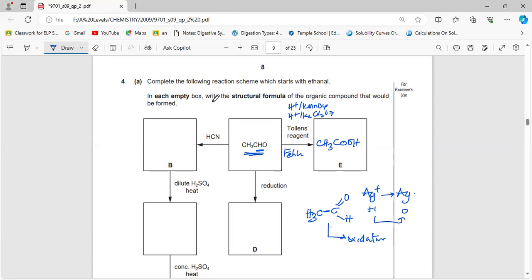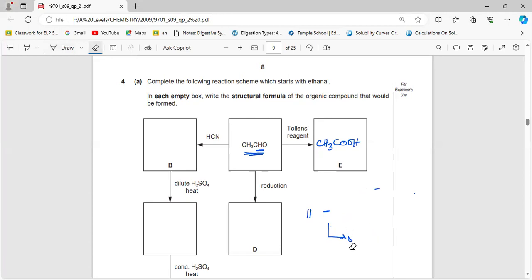And don't forget the instruction says write the structural formula. So that's why we are keeping it in this format. So the one good thing you should do is to follow the instruction given to you. So this is just the reaction. The name of the reaction in this case with Tollens' reagent is called oxidation. Like I said earlier, concentrate on identifying your functional group. Then you need to know what to write next.